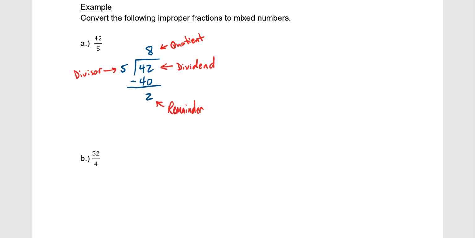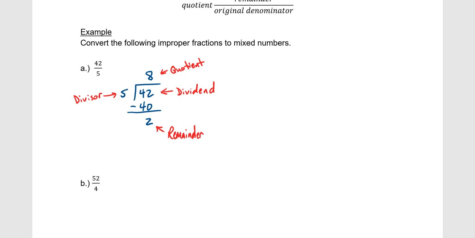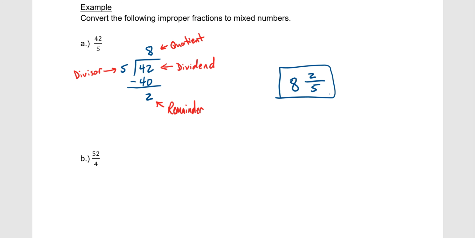So when we're writing our final answer here, just like it says right up here, it's the quotient and the remainder over the denominator. So it's going to be the quotient, which is 8, and the remainder 2 over the divisor, which is 5. So 42 over 5 is the same as 8 and 2/5.